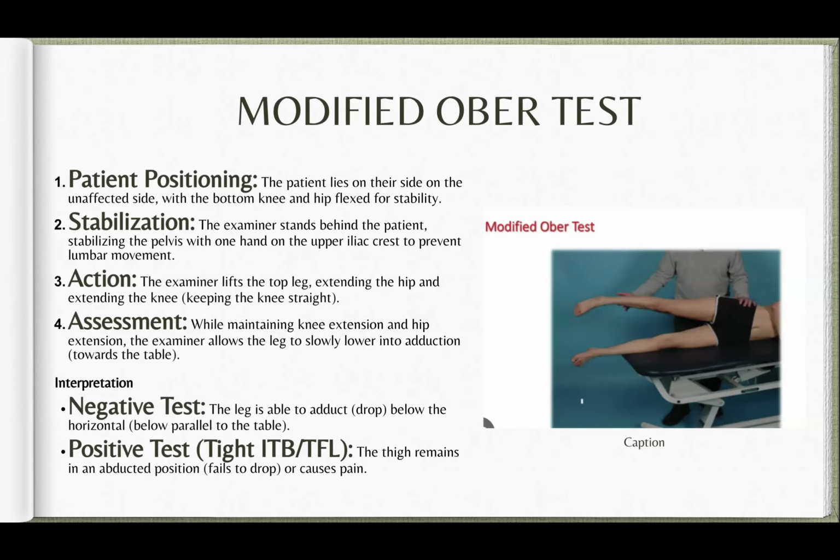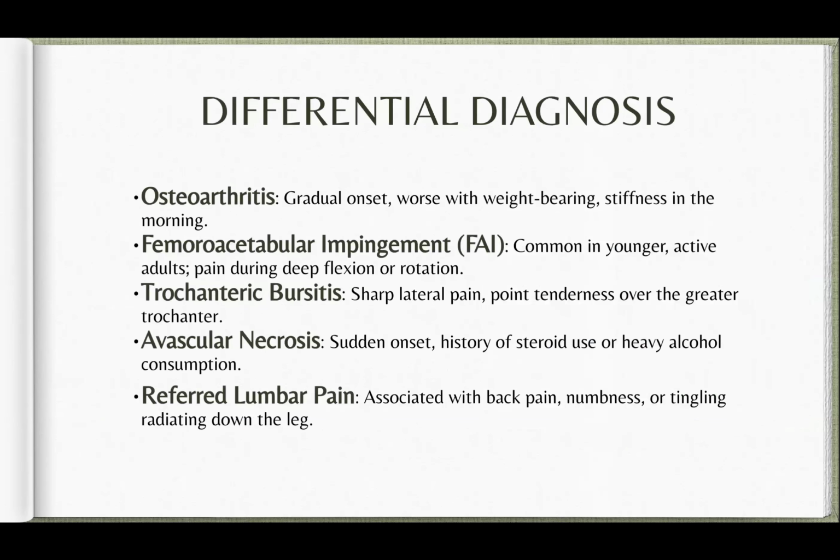Interpretation is negative test if the leg is able to adduct below the horizontal level. It is positive if the thigh remains in the abducted position, fails to drop, or causes pain during the drop. That is indicating there is tightness in the iliotibial band or tensor fascia lata.